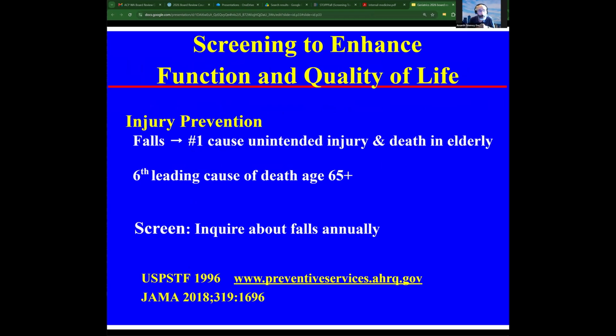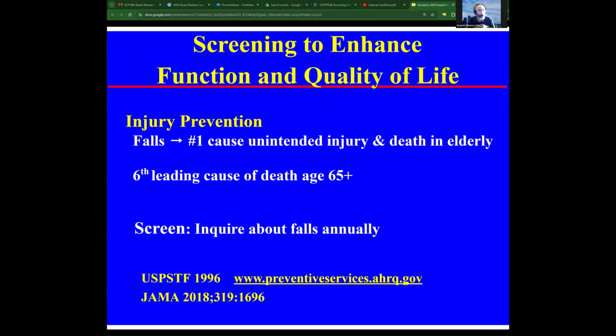So when thinking about what we can do as diligent internists, injury prevention: falls are the number one cause of unintended injury and death in the elderly, and the sixth leading cause of death in patients 65 and above. So it's very, very common and goes with a lot of morbidity and mortality.